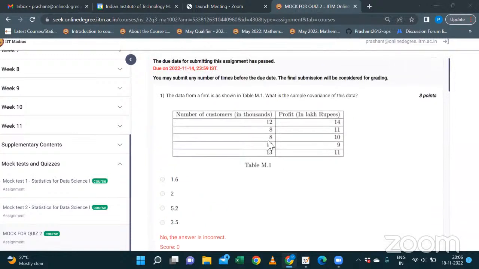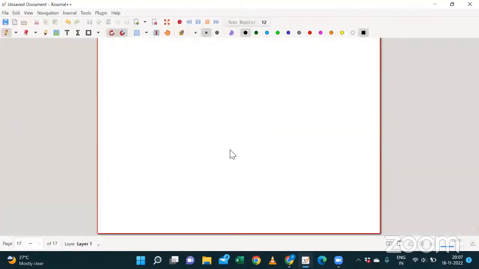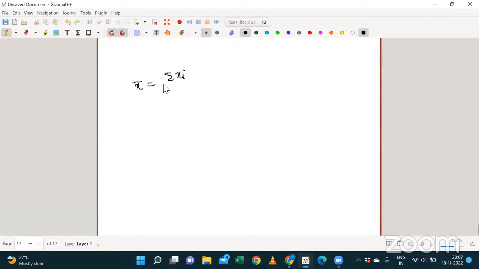But here we have to find covariance. During sample covariance, n minus 1 will be there. The mean is simply adding up all the observations divided by the number of observations. This is the mean, which I can calculate, right?